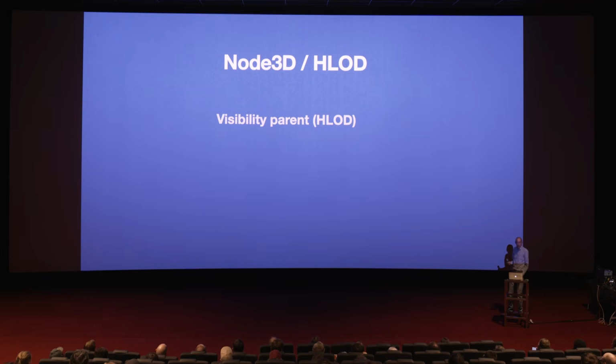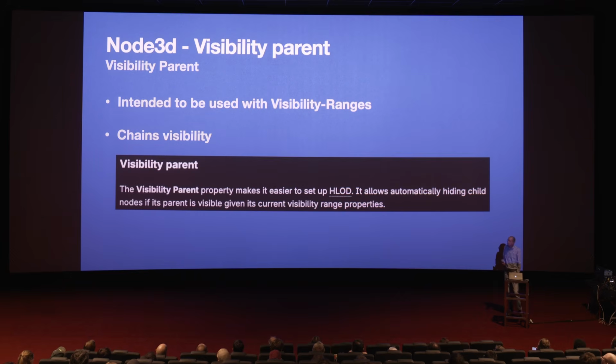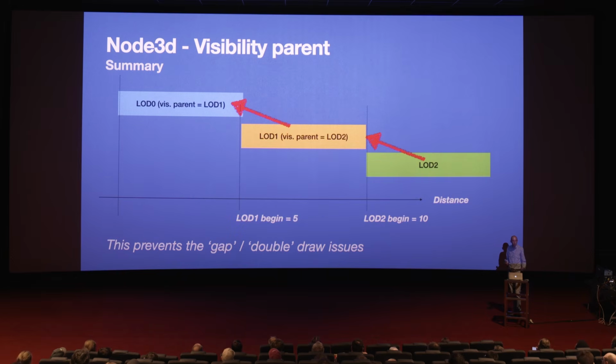Visibility parent, okay, this is a small hub to a different construct, intended to be used with visibility ranges, so they're kind of married. If you use this one, you need to set visibility ranges, and it changes visibility. Now the docs say you can use this for a hierarchy, because if you set a visibility parent to multiple other nodes, you can create a hierarchy. But you can also use it just with 1, 2, or 3, and this will solve your gap and double draw issues that we saw earlier.